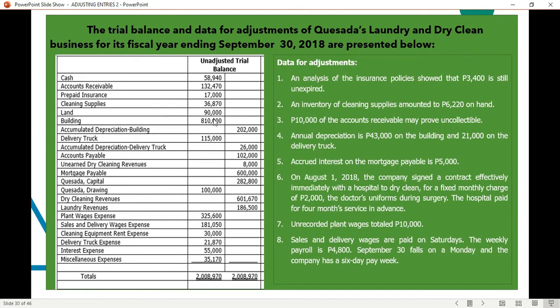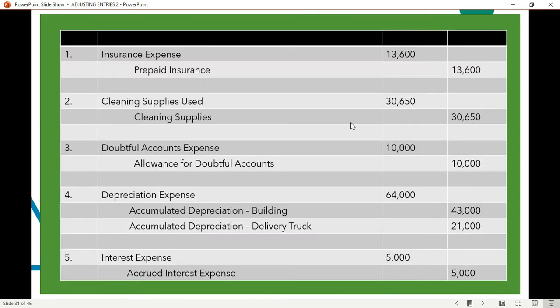Next, number 3. 10,000 of accounts receivable may prove uncollectible. There is no existing data for allowance for doubtful accounts, so this is automatically the amount you'll recognize as doubtful accounts. The entry for number 3 is debit doubtful accounts expense 10,000 and credit allowance for doubtful accounts 10,000.